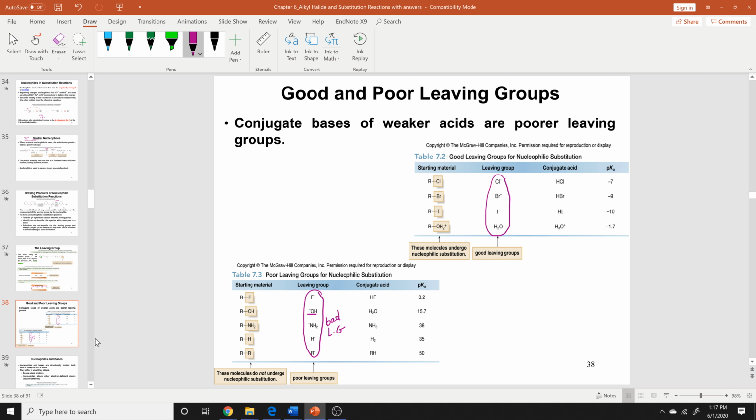Very bad leaving group. Why? Because it's a strong base, basically of a weak acid. So this is why it's a bad leaving group. Any of those are very poor leaving groups. So the substitution reaction cannot happen with any of them. The leaving groups always have to be weak bases for substitution to happen.